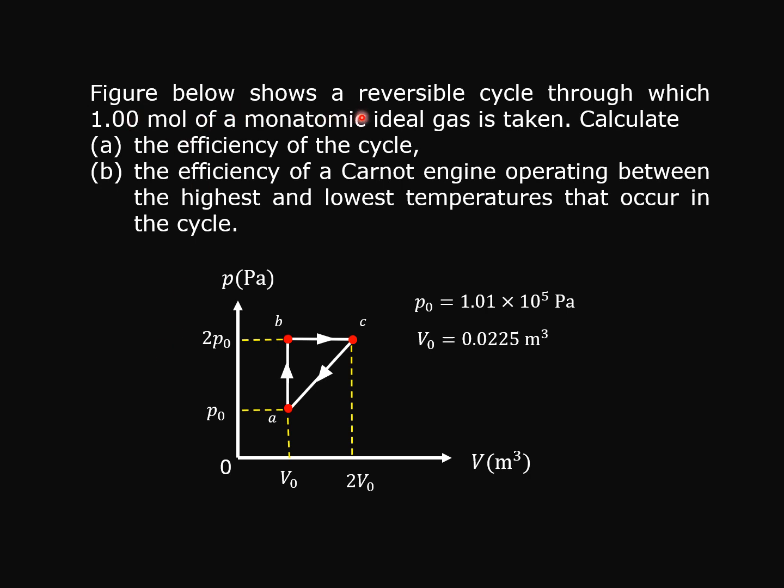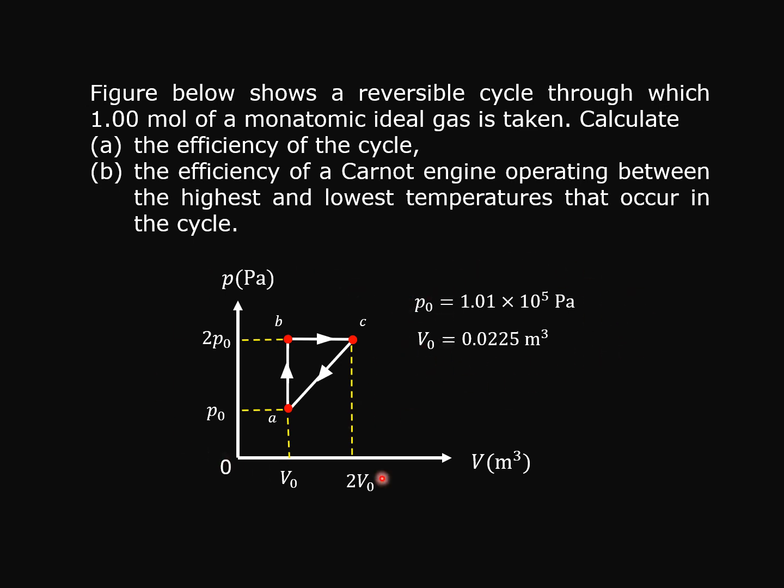The figure below shows a reversible cycle through which one mole of a monoatomic ideal gas is taken. Calculate A. The efficiency of the cycle. B. The efficiency of a Carnot engine operating between the highest and lowest temperatures that occur in the cycle. The values for P0 and V0 are given.